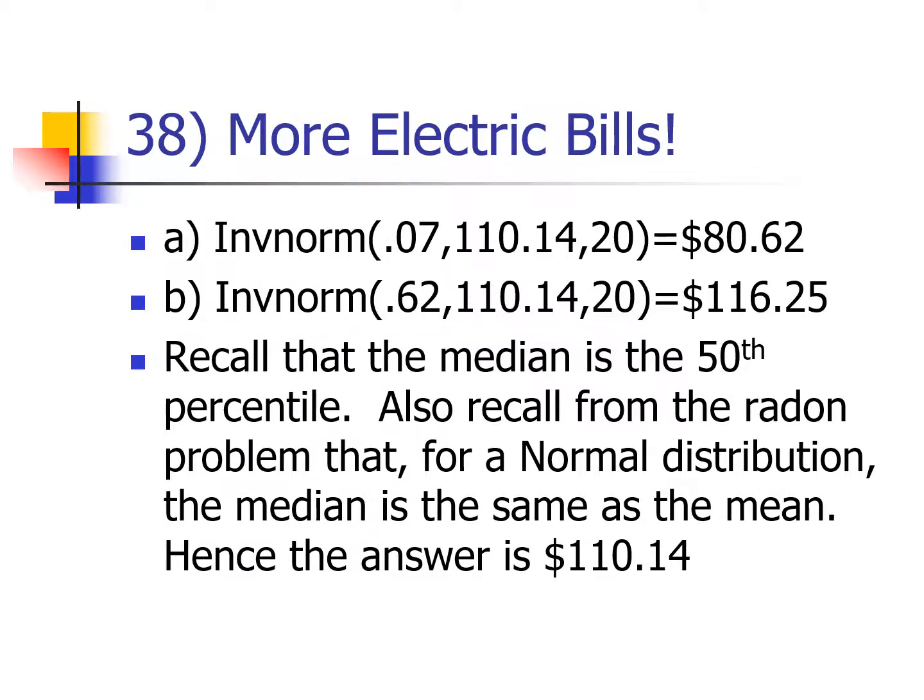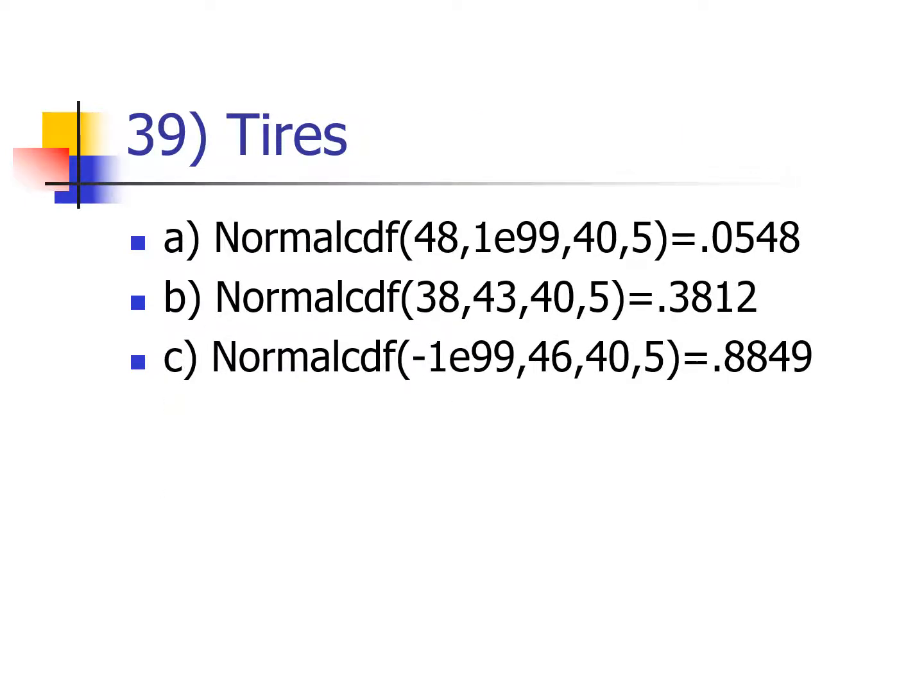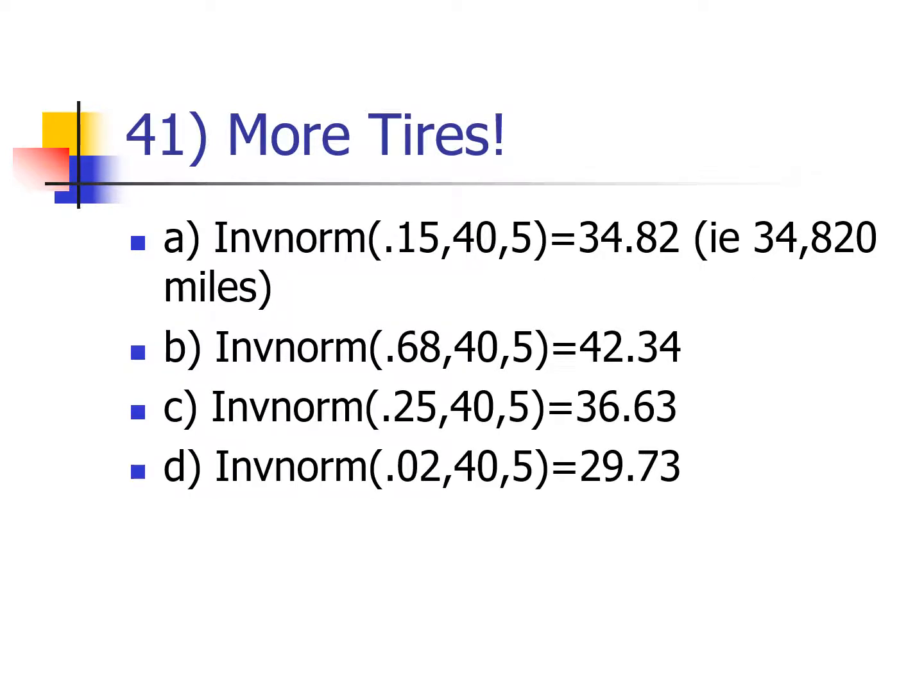Looks like they threw that same median curveball at us for part C. This time I didn't even bother putting it in the calculator. I said, hey, we should be able to just know without using the calculator. It's $110.14. And tires. Yeah, I guess tires, because at this point, after doing so many problems, we're kind of tired, aren't we? Still tired. Just 2 more slides to go.